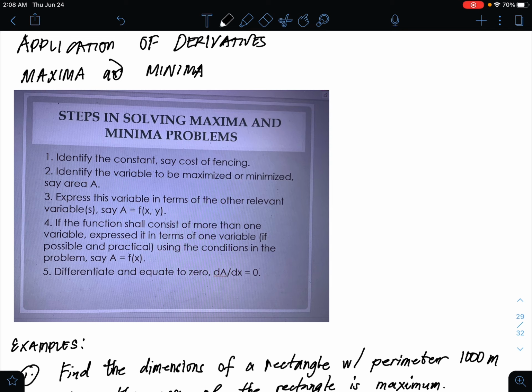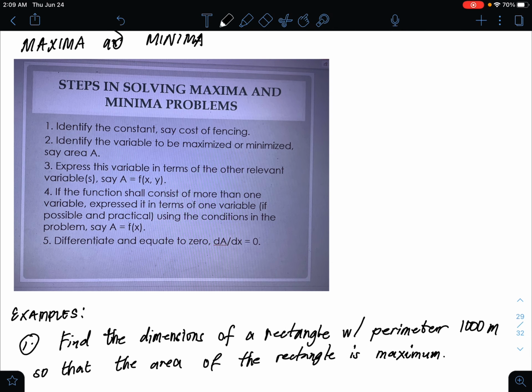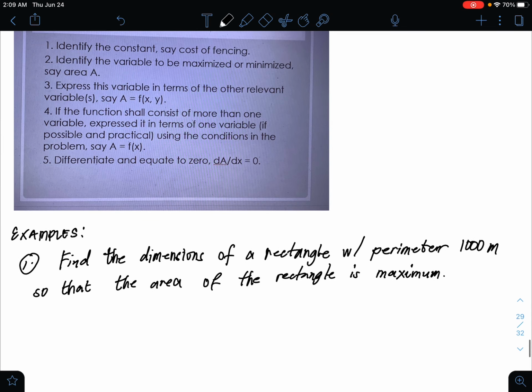Number 4, if the function shall consist of more than one variable, express it in terms of one variable, so using the conditions in the problem, so for example, A is equal to f of x. And then the last one, differentiate and equate to 0. So to further understand, let us have an example about maxima and minima. Find the dimensions of a rectangle with perimeter 1000 meters so that the area of the rectangle is maximum.